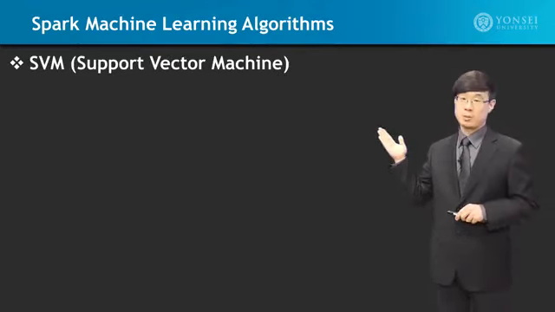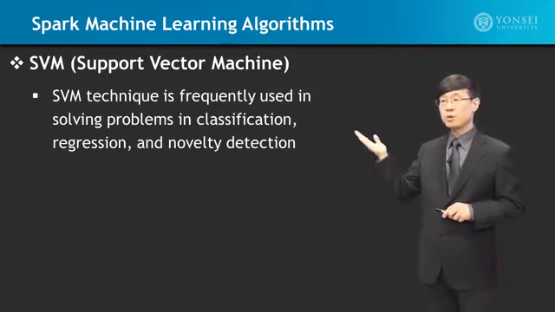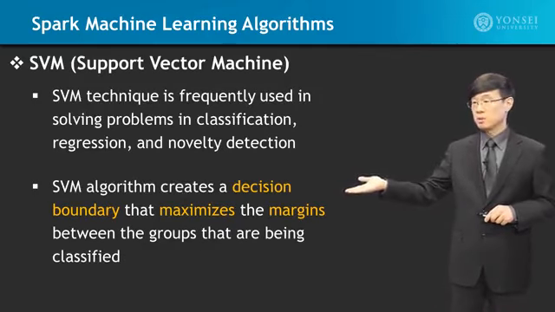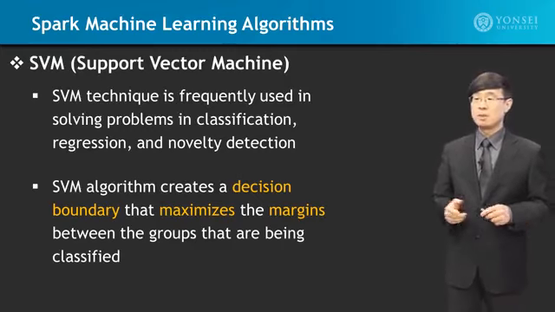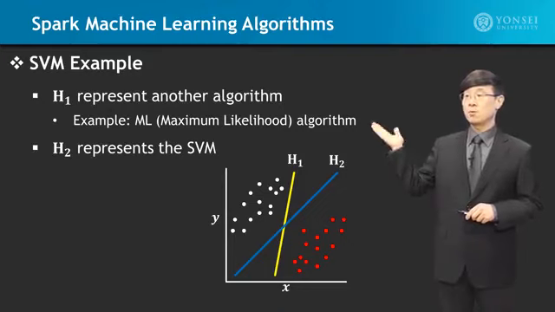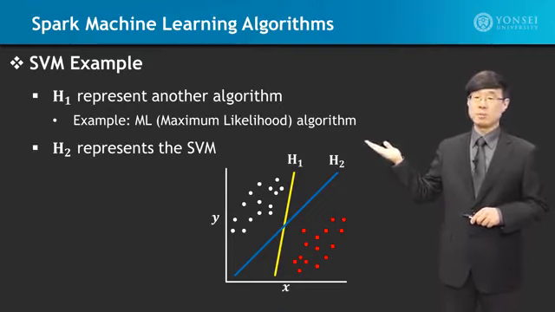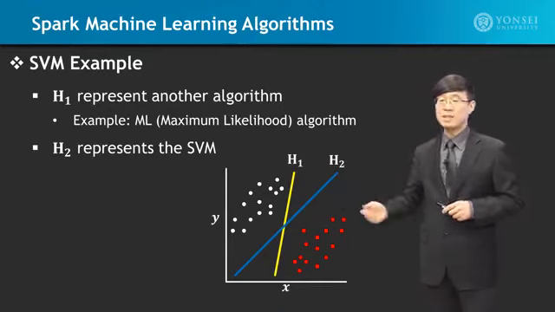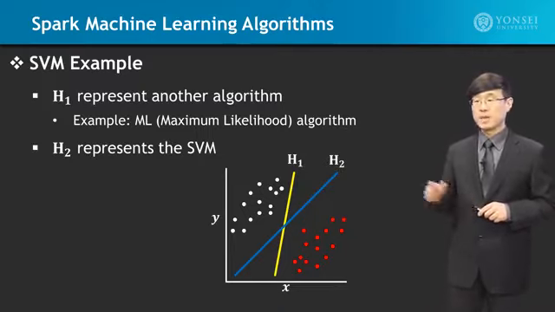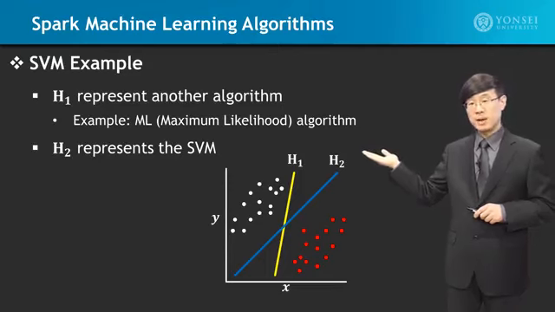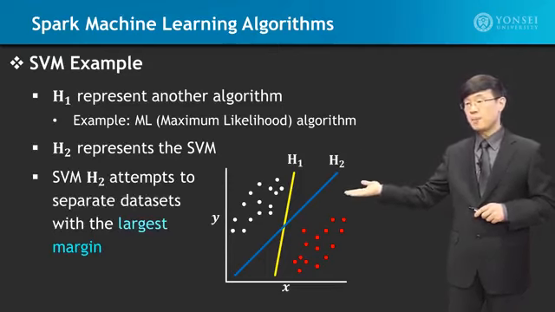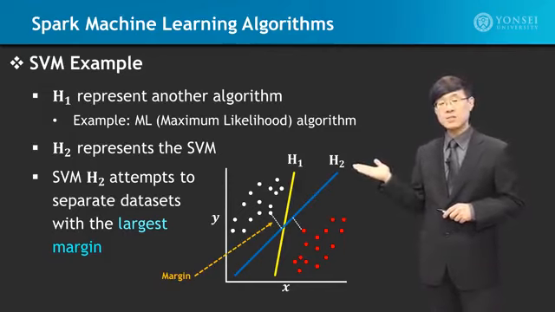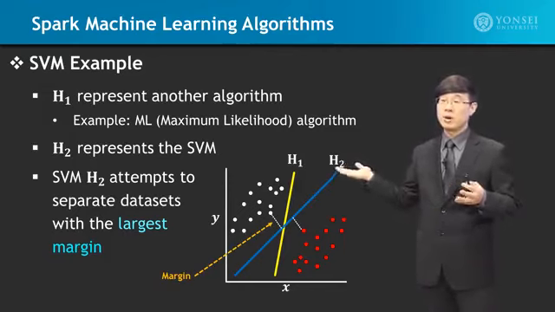Then we look at support vector machine, SVM. This technique is frequently used in solving problems in classification, regression, and novelty detection. SVM algorithms create a decision boundary that maximizes the margin between the groups that are being classified. For example, H1 represents another algorithm, like maximum likelihood, which classifies the red dots and the white dots by its own criterion. H2 represents the SVM mechanism, which attempts to separate data sets with the largest margin. The margin could be these areas right here. Therefore, the classification result of SVM will be different from other algorithms.